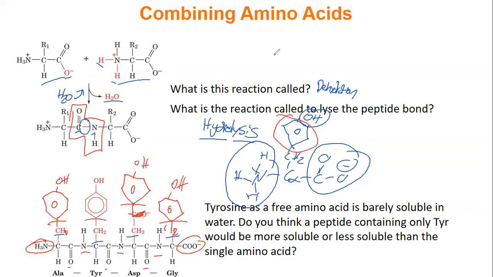So, questions about that idea? Yes, if you put like 200 tyrosines in a row, they are just going to glob together. Water will not want to interact with that molecule.